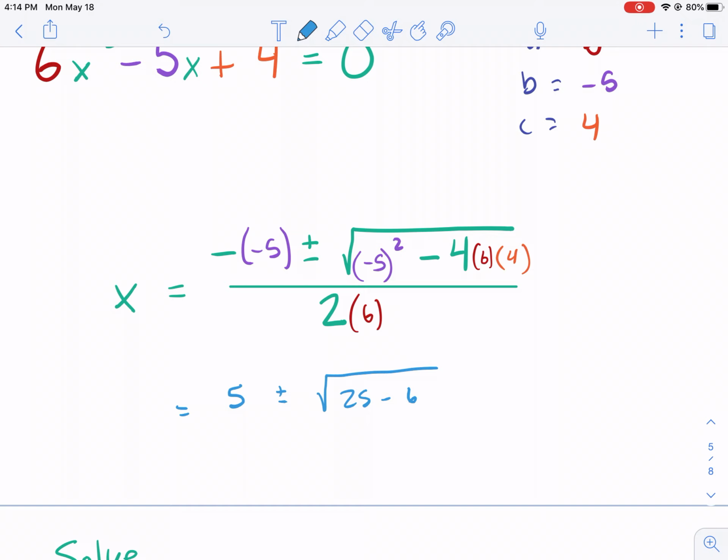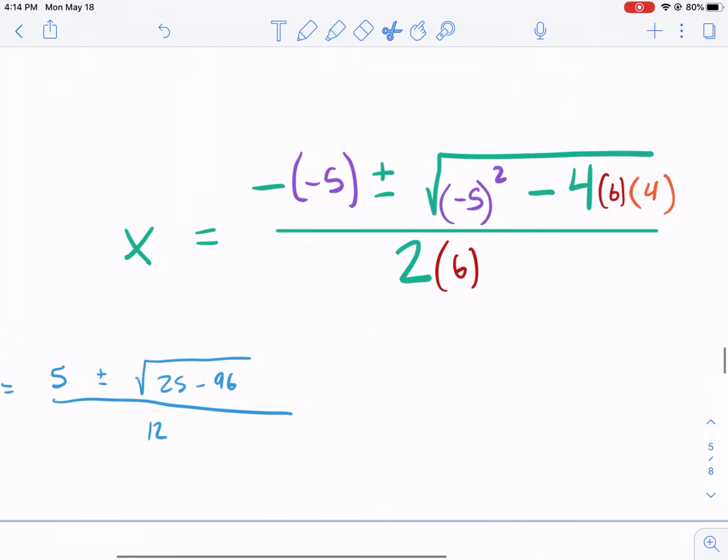16 times 6. I wrote that down wrong. 96. So we have minus 96 all over 2 times 6, which is 12. Now, this is where it gets tricky. It's not so much complicated as it is tedious. It requires a lot of steps.